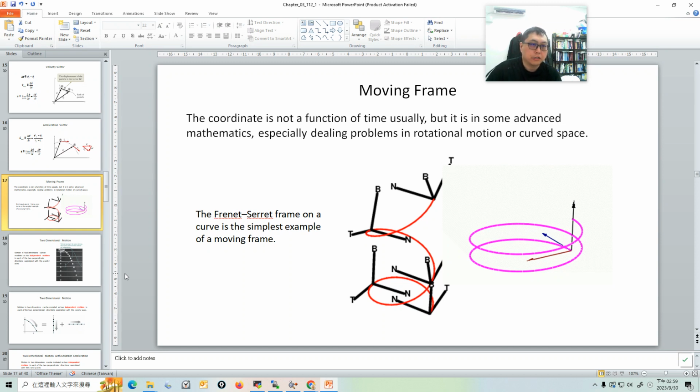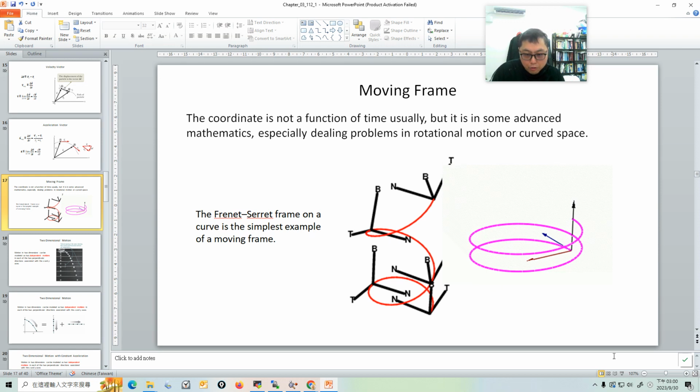The unit vector is stationary in our derivation because, intuitively, the coordinate is independent of time. But in very difficult problems, we don't want the coordinate to be independent of time. Here I show you an example. It's called a moving frame. Especially if you do curved space or rotational motion, you want your coordinate to be a function of time. It's better to describe difficult problems that way.